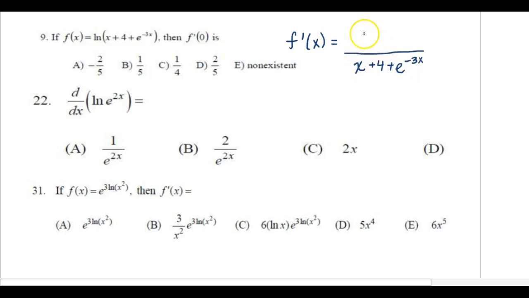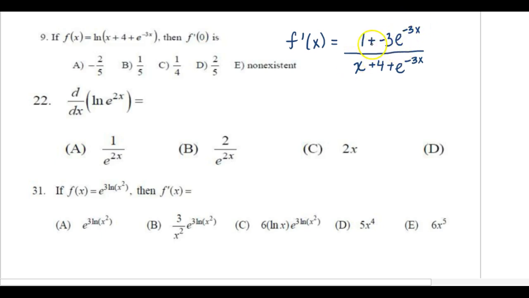So the derivative of x is 1, the derivative of a constant 4 is 0, and the derivative of e to the negative 3x requires the chain rule, so plus e to the negative 3x, and then times the derivative of the inside, which is the derivative of what's in the exponent of this exponential, which is a -3.